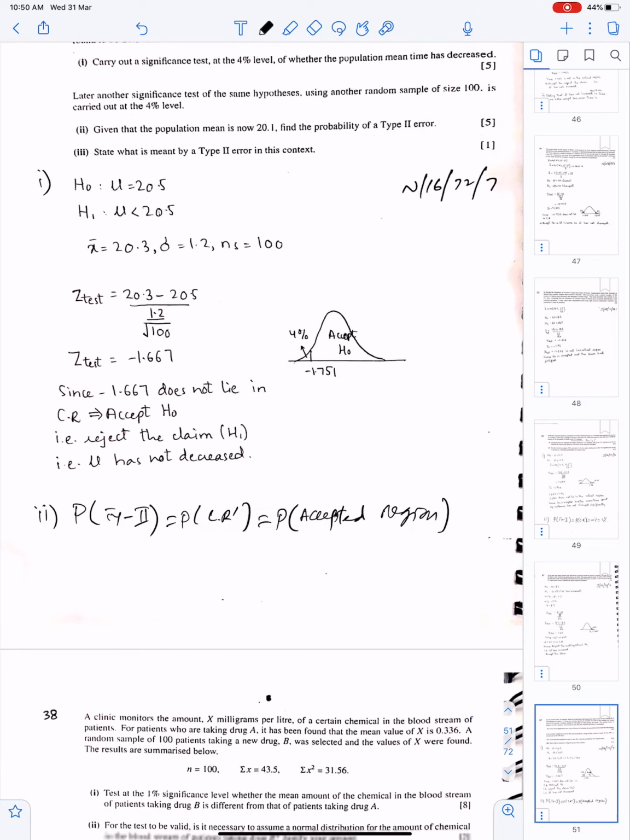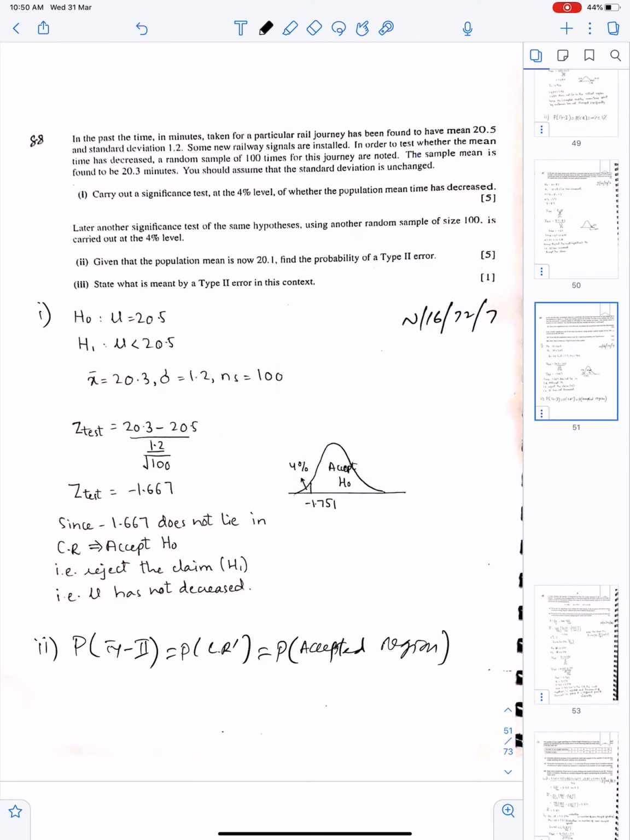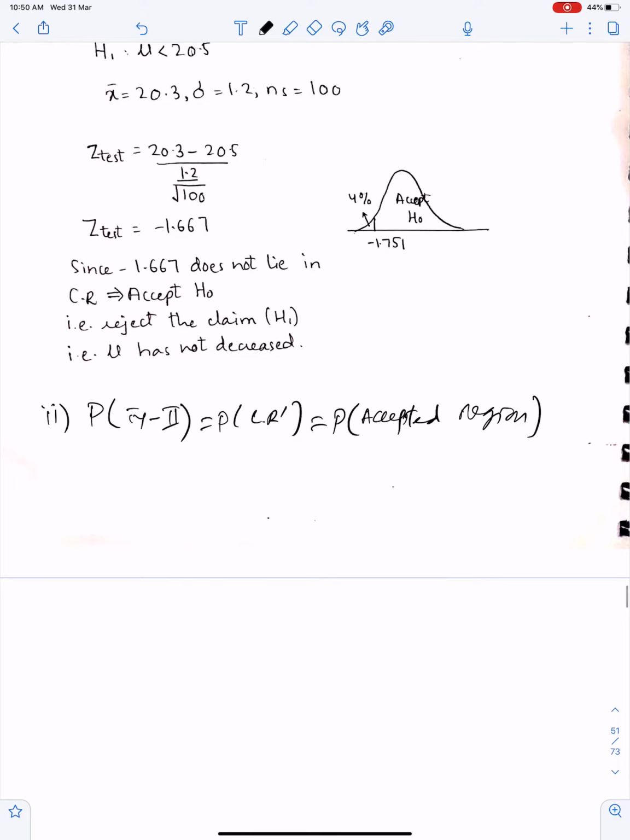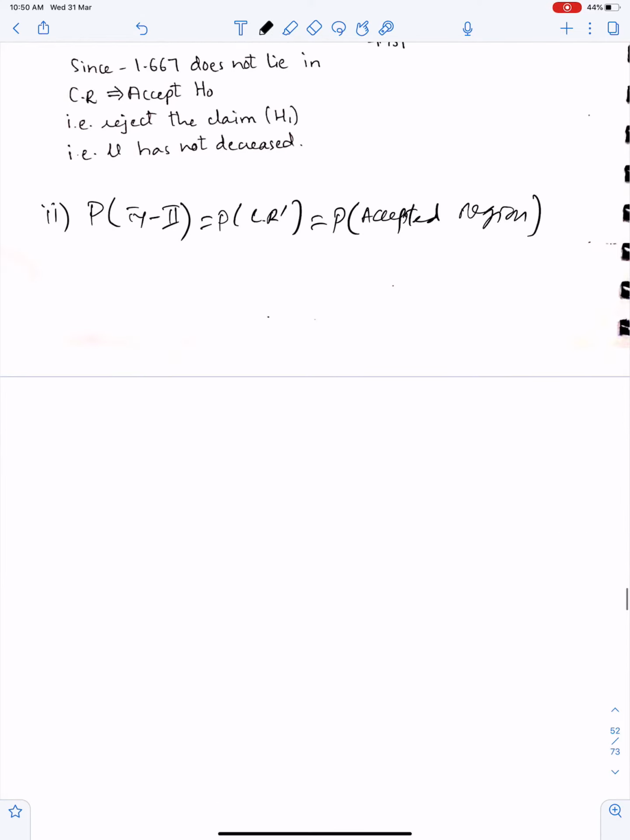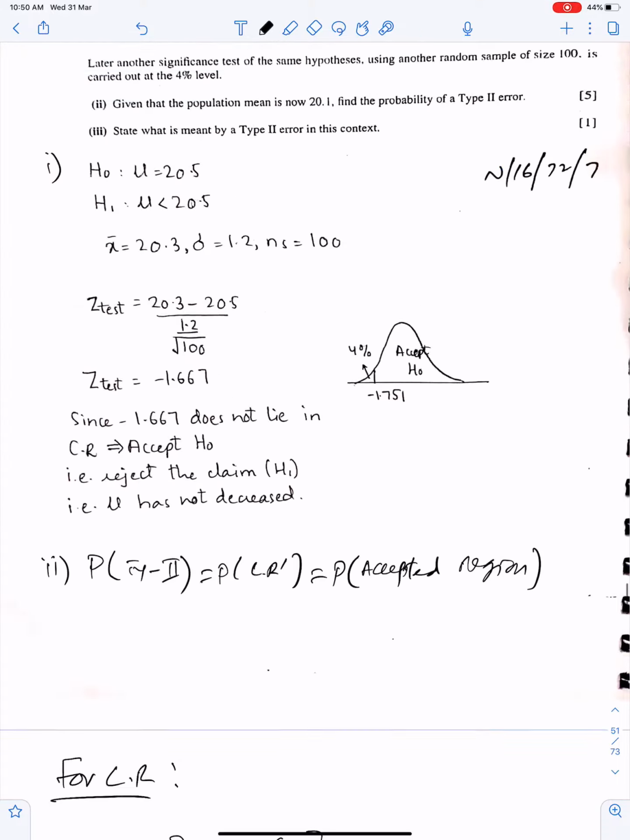For that, we must work out the critical region first. First, we need the critical region. Whenever they ask find probability of type 2, always find critical region first. So for critical region, Z test is less than Z critical because H1 has a lesser sign.